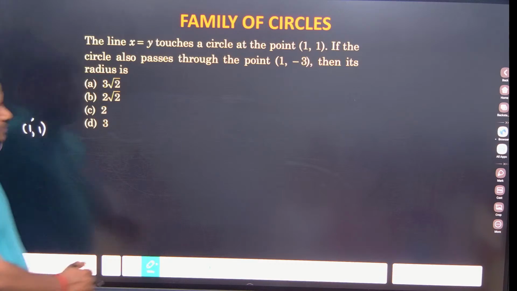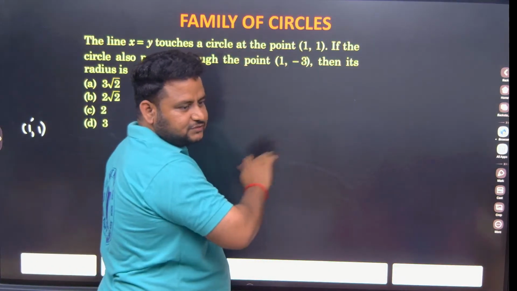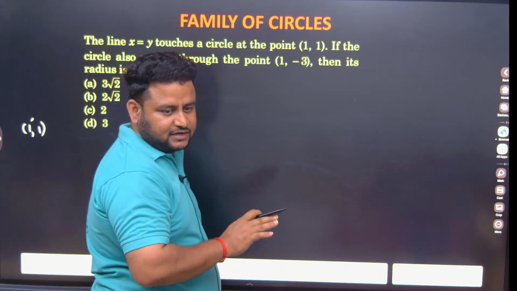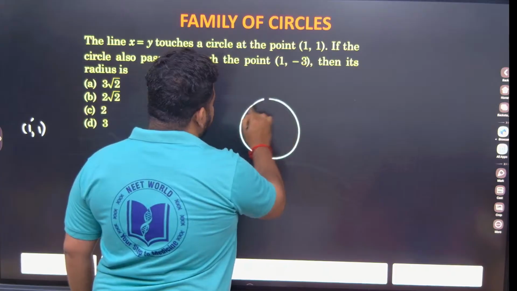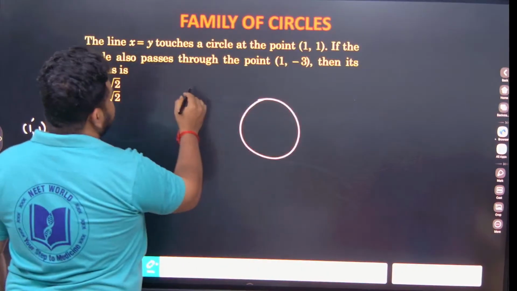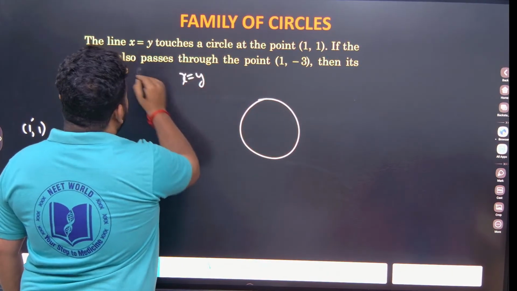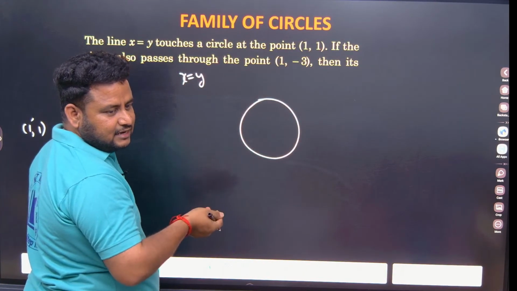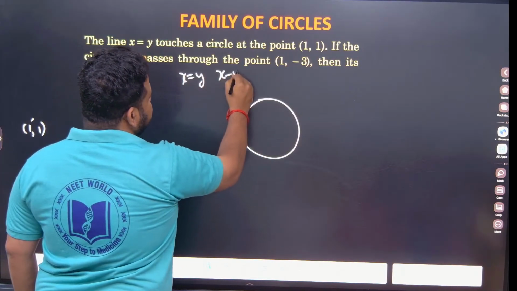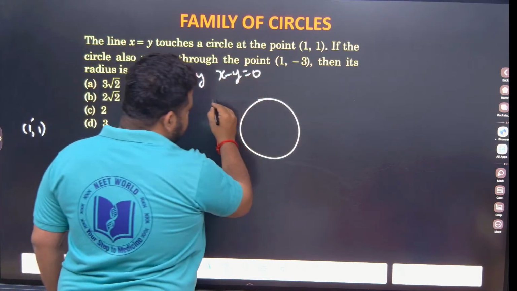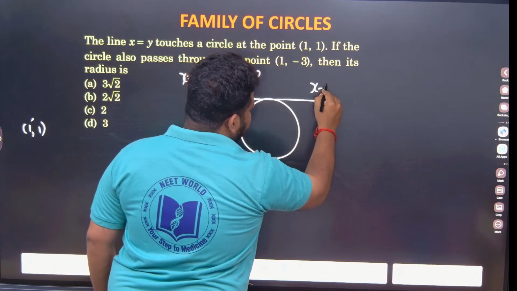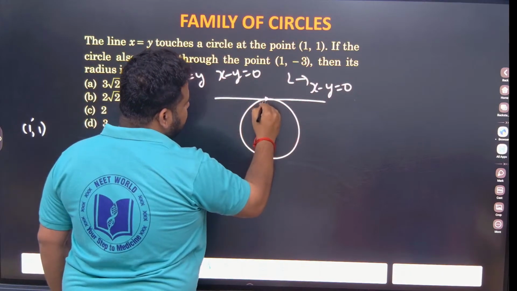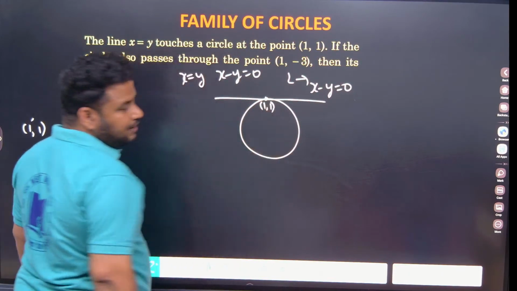Okay, now see here. Let us draw. First of all, when you draw the figures when it comes to 3D, 2D, circles and conics, half of your question will be done if you draw the figure correctly. So see here what they have given: the line x is equal to y touches a circle. That means a circle and a line they are talking about. So x is equal to y I can write as x minus y is equal to 0. This is touching the circle. This is the line x minus y is equal to 0, that is L. This is touching the circle at which point? 1 comma 1.